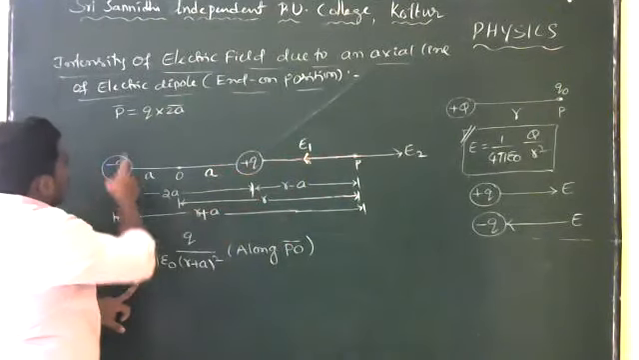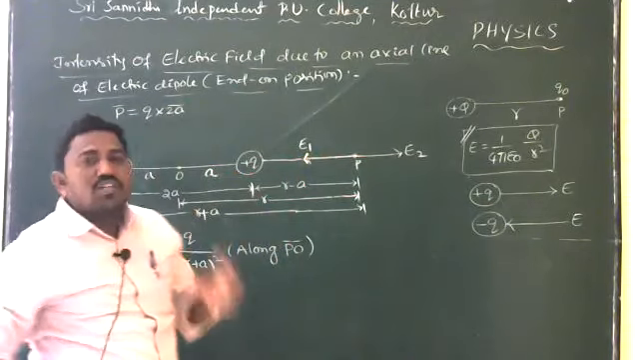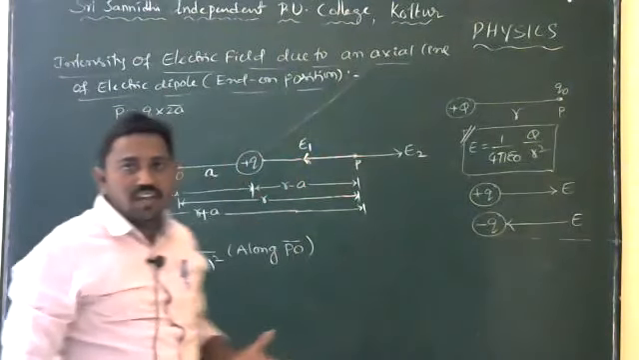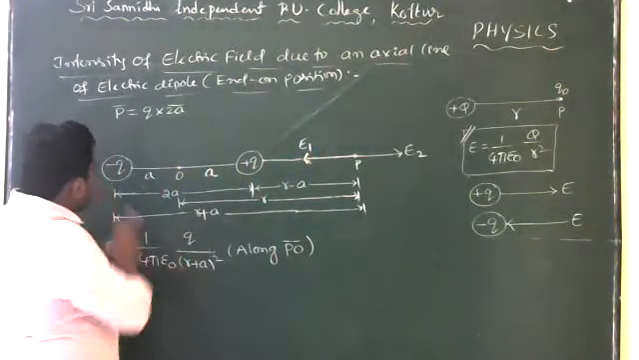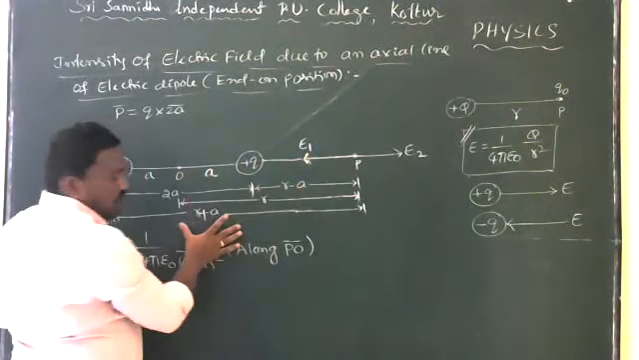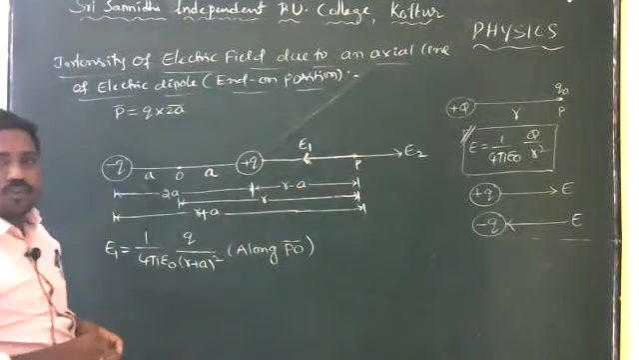Similarly, the formula 1 by 4 pi epsilon naught applies, with Q here being minus Q. The sign represents the nature of the field. So 1 by 4 pi epsilon naught Q divided by, for minus Q to point P, the distance R plus A, so R plus A whole square. This is the value of E1.